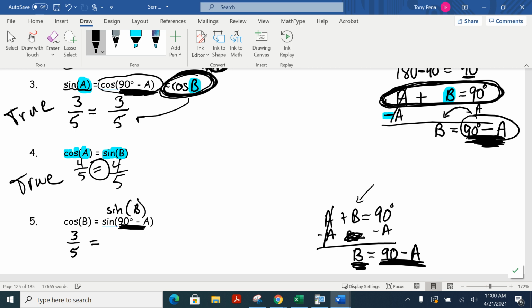You can use your triangle. We've already done this a few times. We actually just did it in the previous problem. Here is the sine of angle B. We get 4/5. So we can now see that 3/5, in fact, is not equal to 4/5. So this one ended up being false.